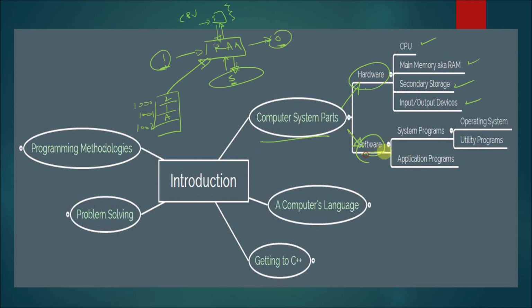Now, all software is written by programming languages. There are two main types of software. The first is system programs, and the second is application programs. With system programs, you have things like your OS, your operating system, and your utility programs. Many of you perhaps have Windows. That's what I recommend using, Windows 10, and then installing Visual Studio on top of that to work on C++.